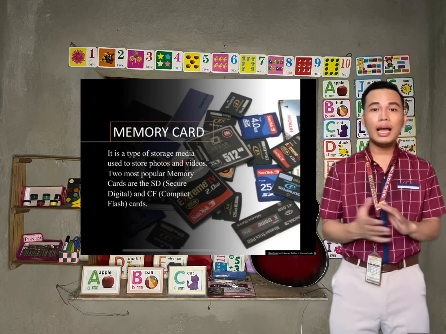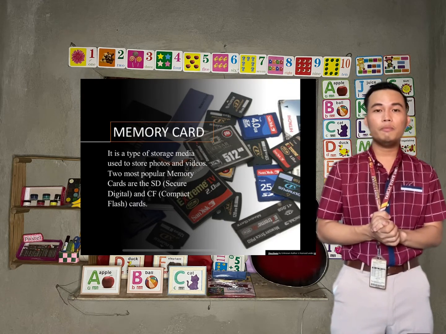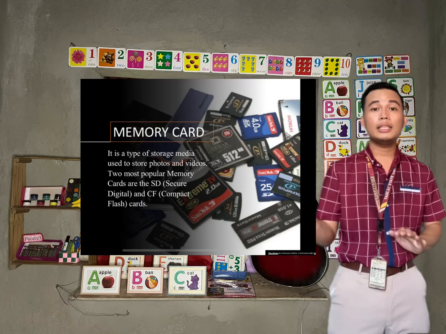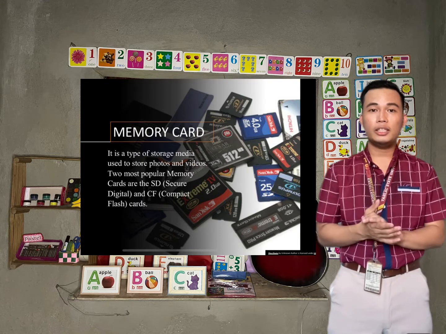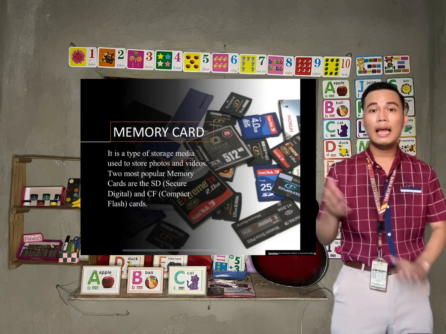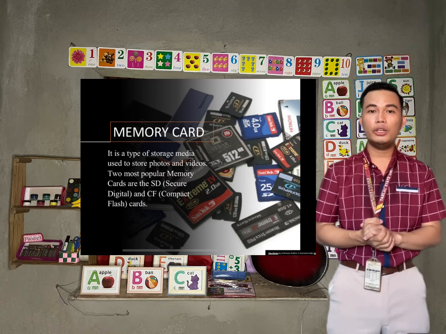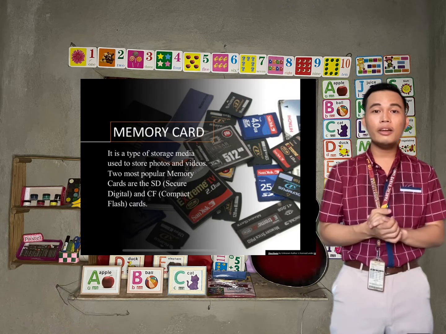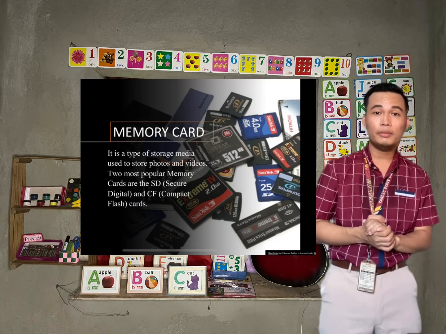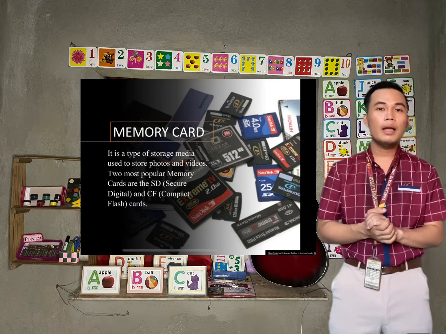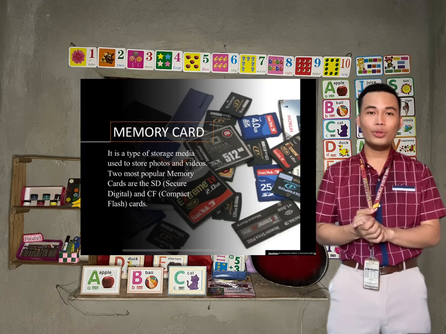Memory card is a type of storage media used to store photos and videos. Two of the most popular memory cards are the SD or Secure Digital and the CF or Compact Flash cards. SD cards are usually used in cell phones and this is the smallest in the picture, while Compact Flash cards are usually used in cameras and they are bigger than SD cards. Also, memory cards come in different sizes in terms of their capacity. For example, some memory cards have 120 gigabytes and some have up to 1 terabyte.